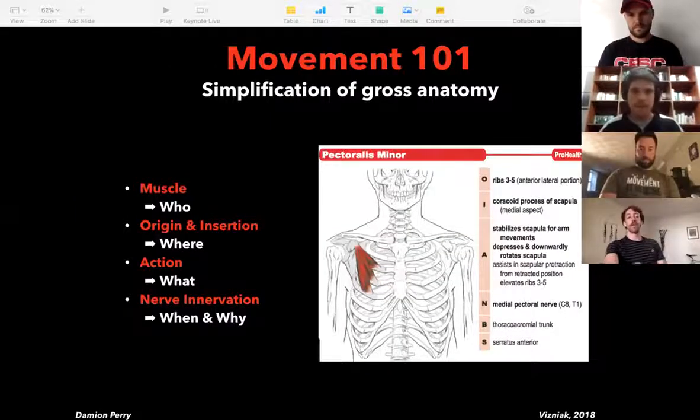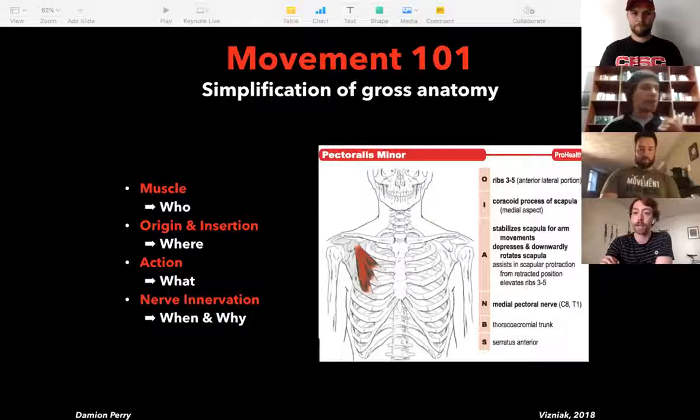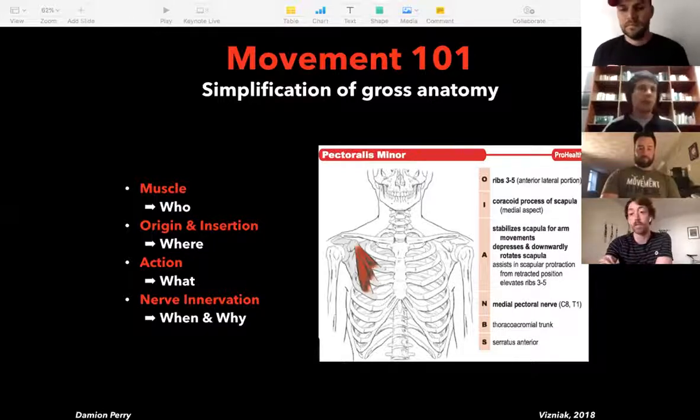So, sort of taking you to school here, Movement 101. Simplification of gross anatomy. Gross anatomy is going to be that Vesalius picture that we looked at in that first slide, right? It's going to be just who, what, where, when, why. There's a body on the table. There's our client in front of us, whether they're on the massage table or out on the gym floor.